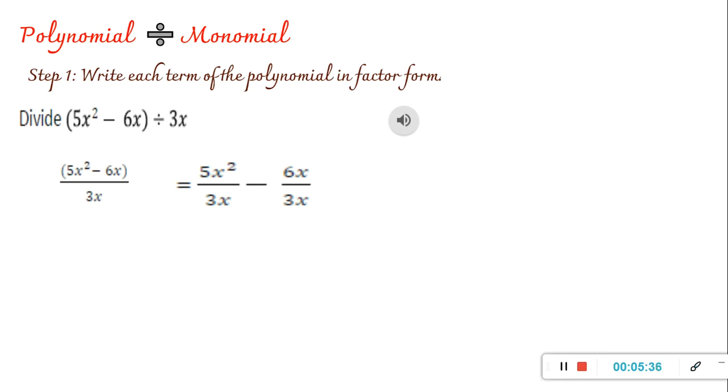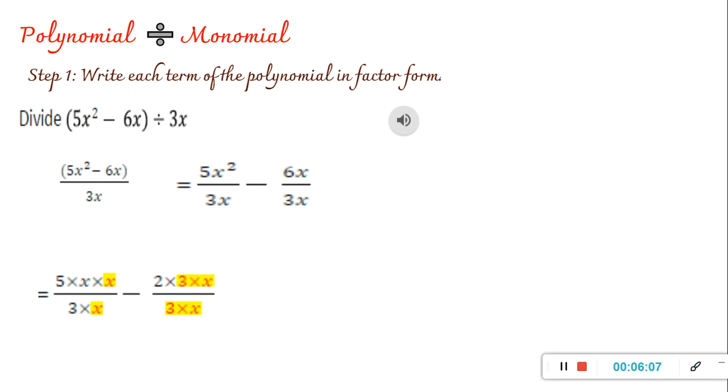Now what do you have? The first term is a monomial divided by a monomial. The second term is also a monomial divided by a monomial. You already know how to do this division. So how do we handle this? We write each term in factor form. 5x square can be written as 5 into x into x, and in the denominator you have 3x, that is 3 into x. Minus 6x can be written as minus 2 into 3 into x, and in the denominator you have 3 into x.